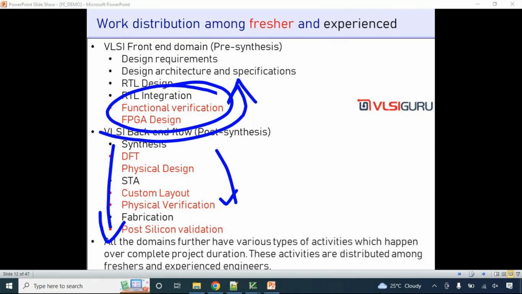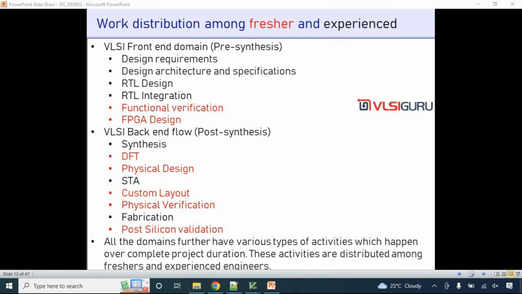Okay, now comes the flexibility part here, is that you join front-end domain. For example, you join functional verification course. There is a 2 months time.